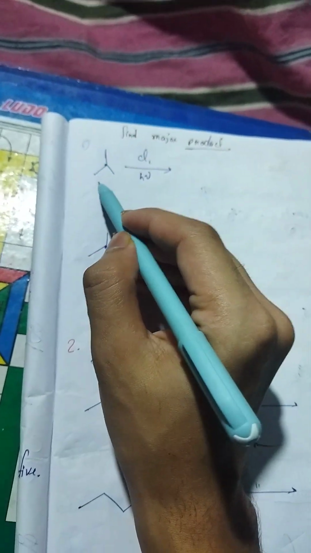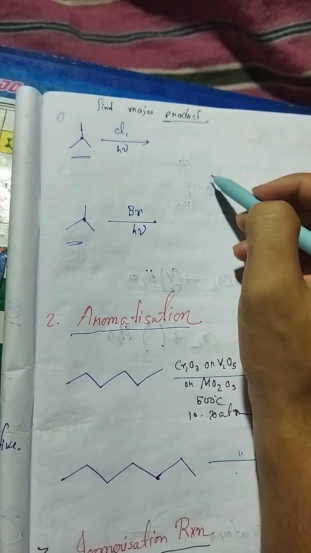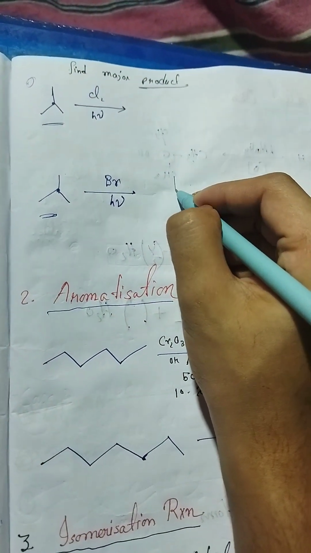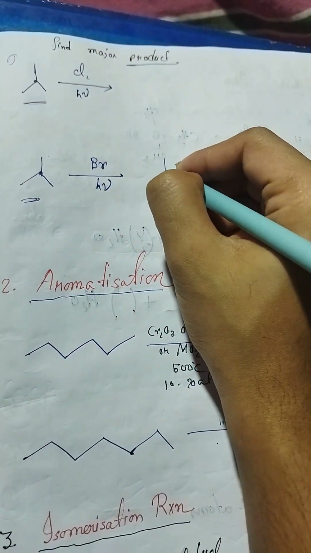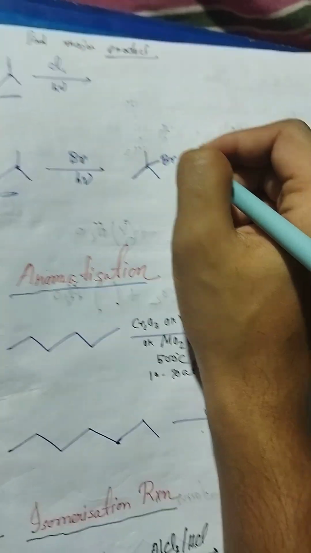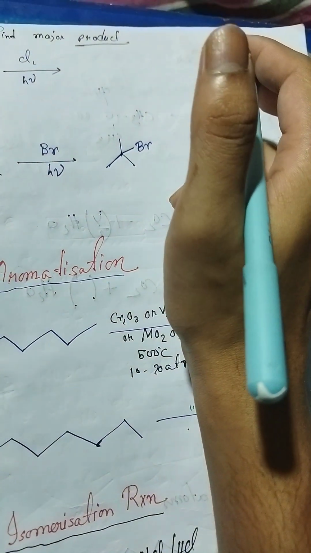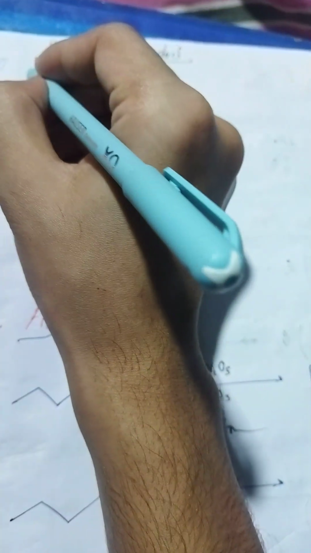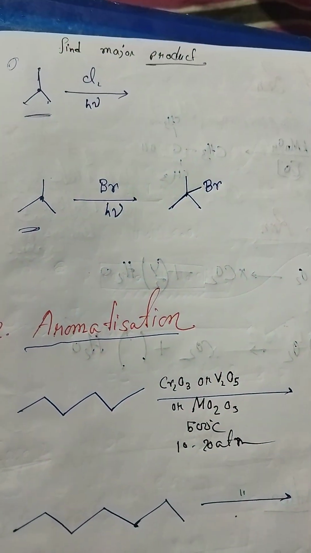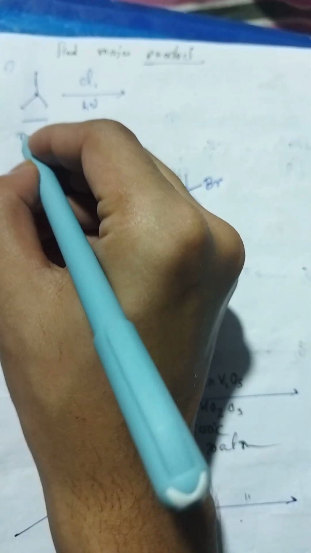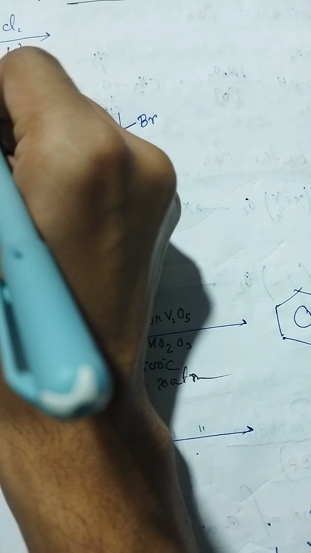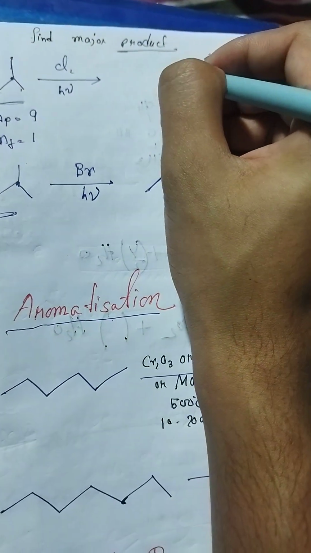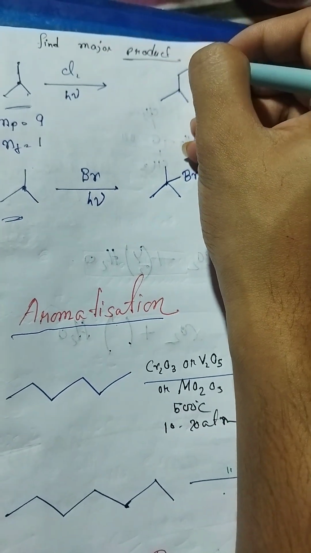Now the question is, find the major product for these two cases. In this case, we talk about tertiary forming the stable radical. That's why bromine is attached here. But chlorine is attached in this case. Primary hydrogen is 9 and secondary is 0 and tertiary is 1, and the major product is this.